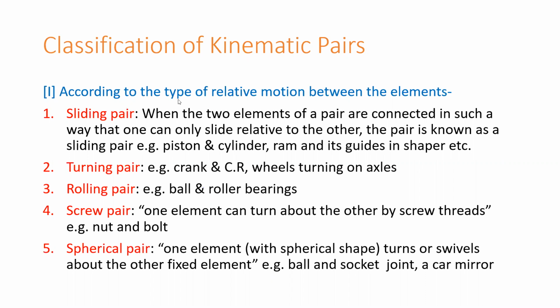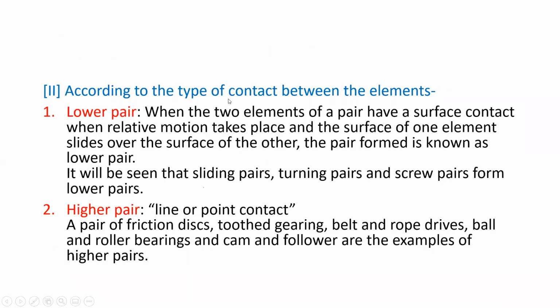Next criteria to classify the kinematic pairs is on the basis of type of contact between the elements. You know that in kinematic pairs two elements are in contact, right? So what kind of contact is there? On that basis the pairs are classified into first, lower pair, and second, higher pair.